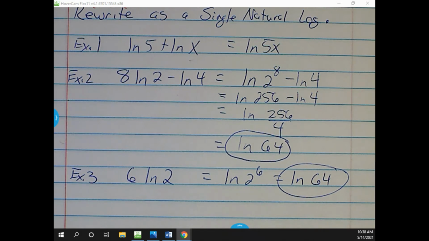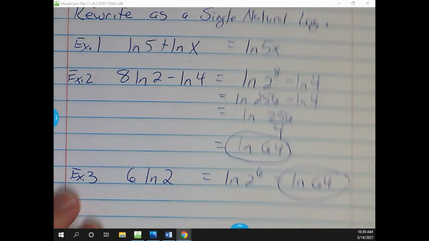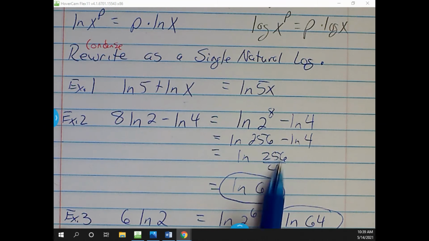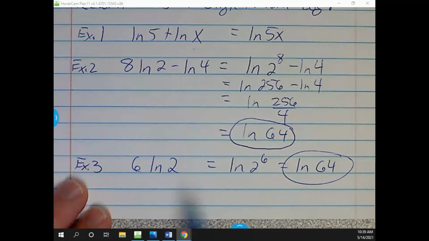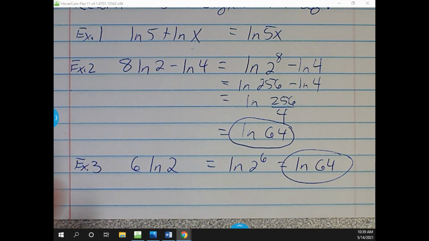So if they ask you to rewrite it, it's the exact same thing we were doing the other day, where you just move some different things around. You use the different properties you have: if it's a subtraction, you divide the two numbers. If it's addition, you multiply the two numbers. And if it's got a number out front, then that winds up being a power that you can pull back up. So exact same properties. Everything still works the exact same way. It's just now, instead of being log, it's ln. But it still works the same way.